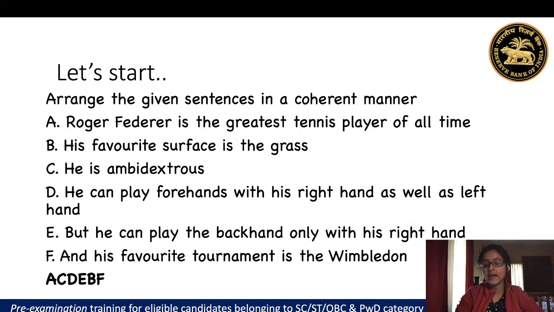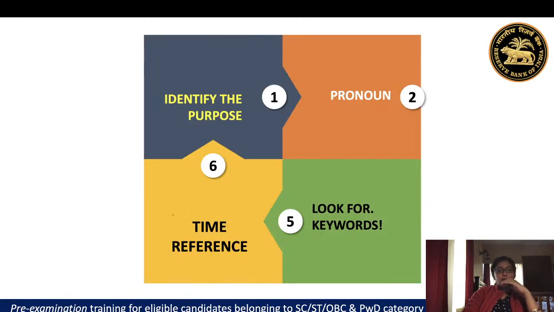Okay, let's move on. The next thing is time reference. Now, time reference is very, very easy. It's just words like yesterday, today, thereafter, after this, after that. It will tell you about the time. If you're talking about something that has already happened, that will obviously come first in the sentence. This is very easy, right?